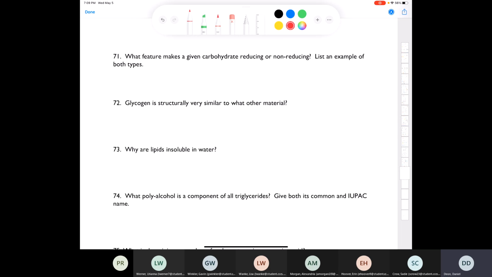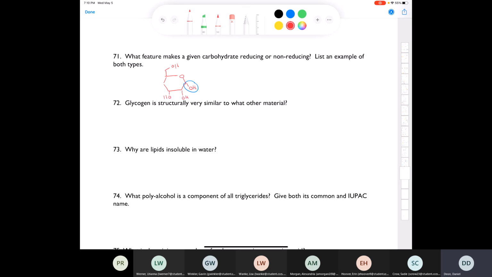All right, reducing sugars and non-reducing sugars. So a reducing sugar is going to be one that doesn't have anything attached to the hydroxyl at the anomeric carbon, and a non-reducing sugar is going to be one that's part of a glycoside. So if you have, let's say, a ring like this, as long as this hydroxyl is free, it's a reducing sugar.